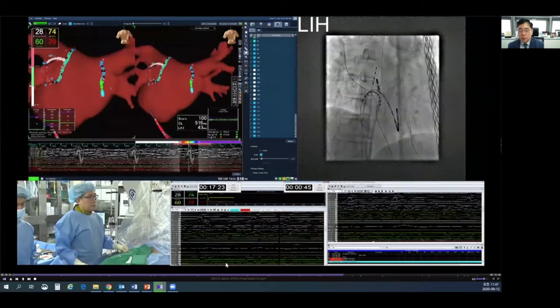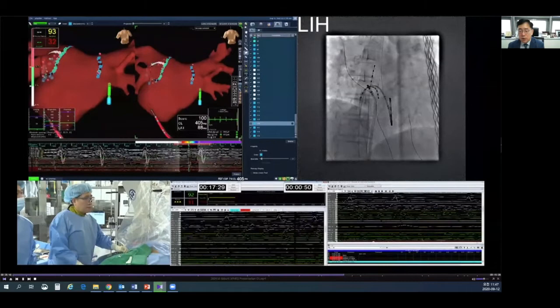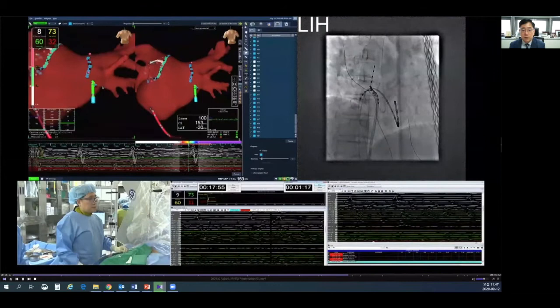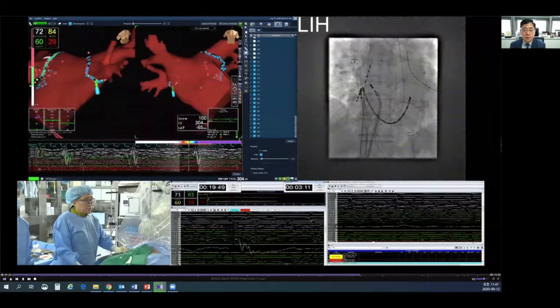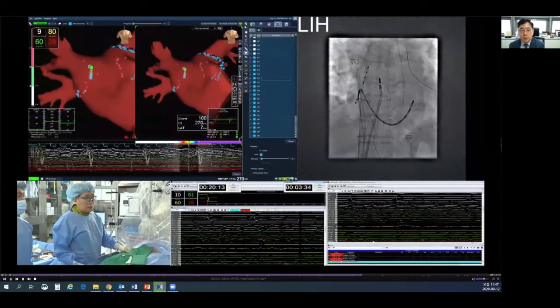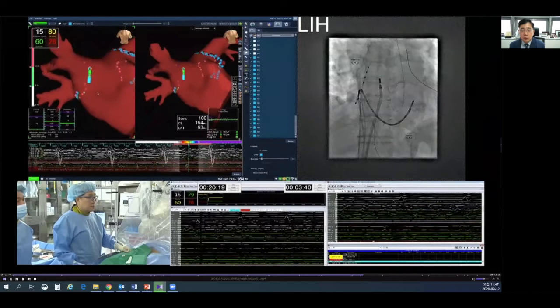Okay, bottom of right pulmonary vein, right inferior pulmonary vein. I move a little faster here. Okay, this is the bottom of the right inferior pulmonary vein. I keep the same energy, short duration. And this part is an easy and safe area, the septal aspect of the right side pulmonary vein.